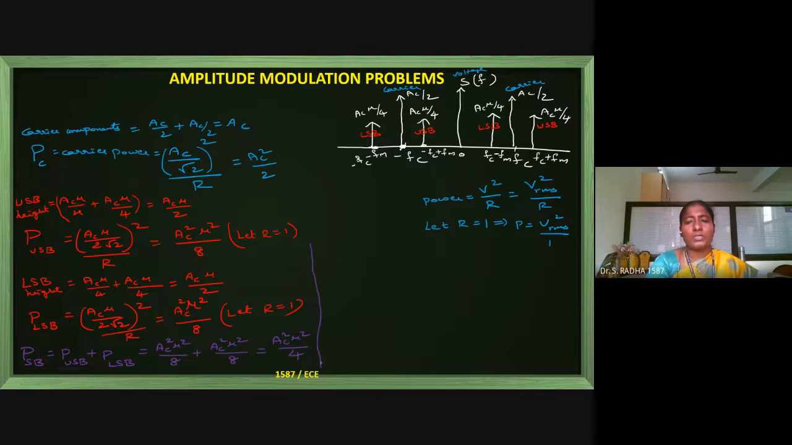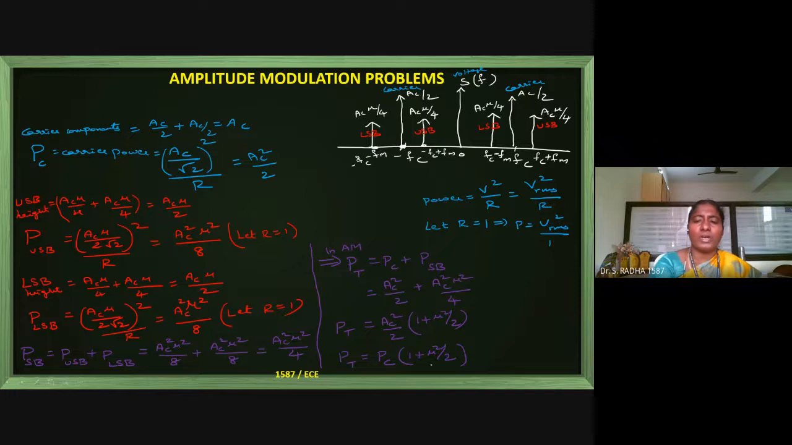Okay. Now, what is the total power of this AM, amplitude modulation? Carrier power plus sideband power. Okay. So, carrier power already we calculated as AC square by 2. Sideband power we calculated as AC square mu square by 4. And if we take common parameters, AC square by 2 is common, and we have 1 plus mu square by 2. This is the total power. I can also write this as carrier power into 1 plus mu square by 2.